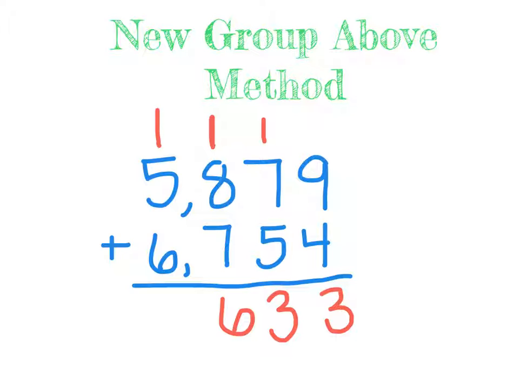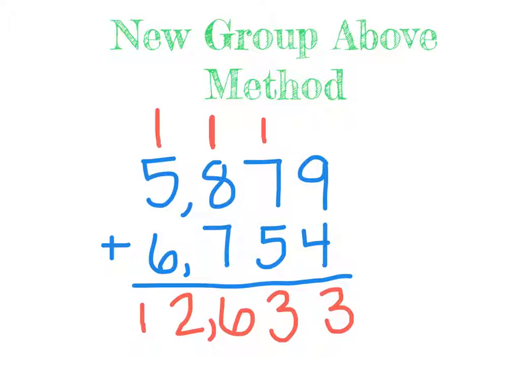And now, for step number 4, is adding the thousands. So 5 plus 6 equals 11, plus that new 1,000 I made, which equals 12. So I'm going to be writing 12. So my answer is 12,633.